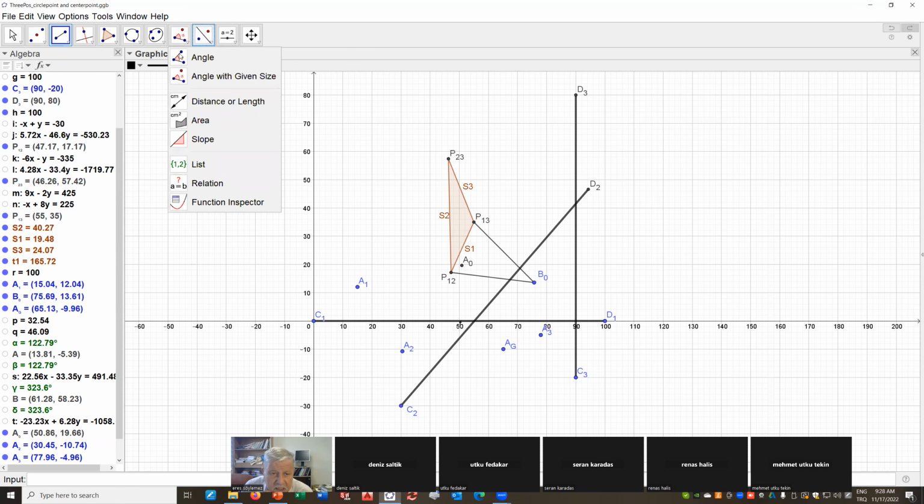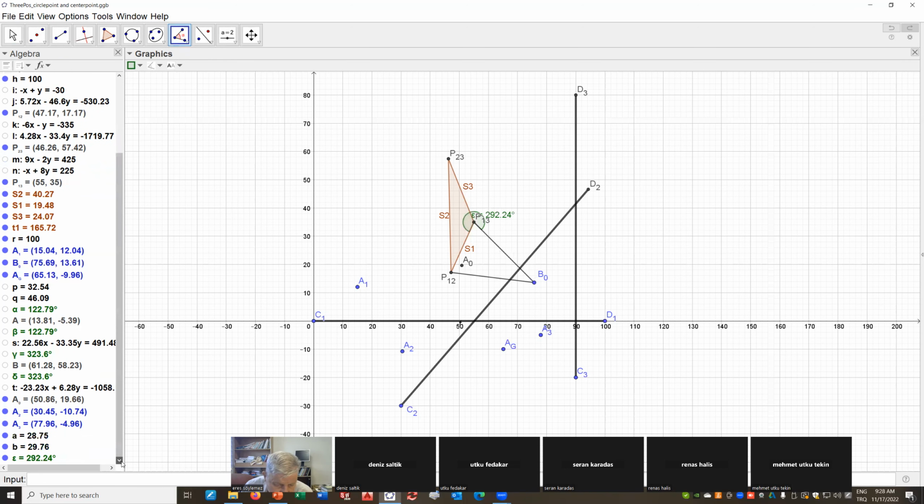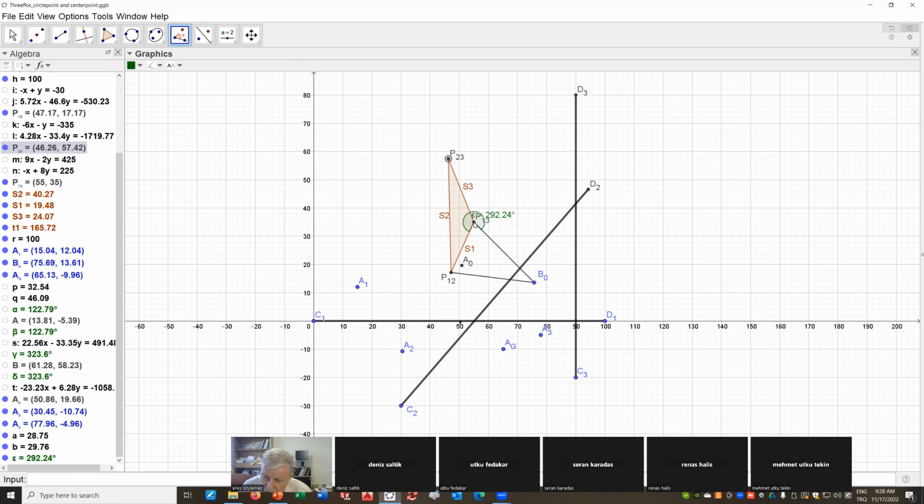The angle made first by B0, P13, P12, epsilon is that angle, must be equal and opposite to the angle made by the base point, BG, with respect to side 2.